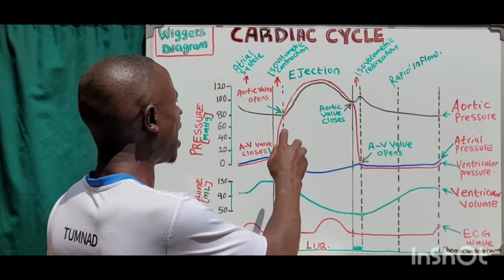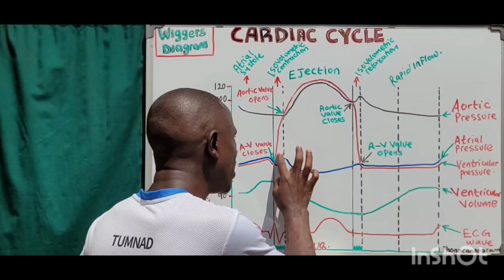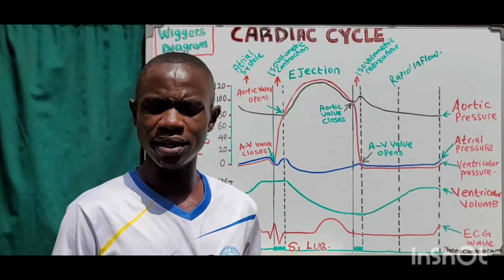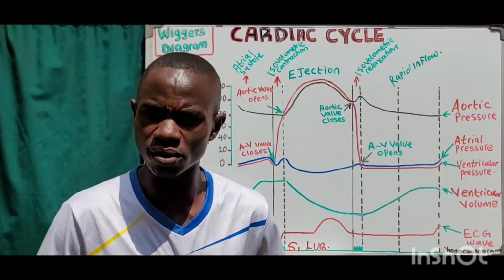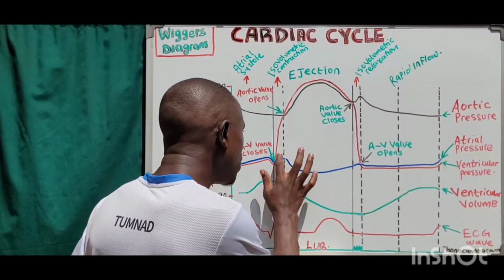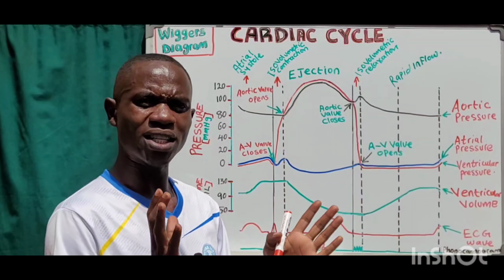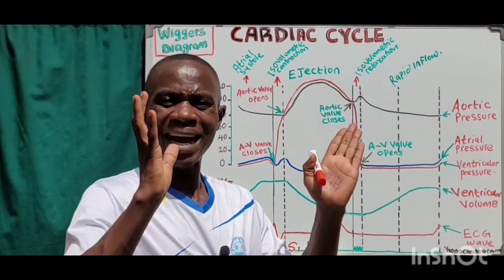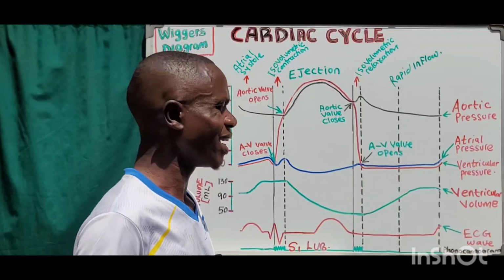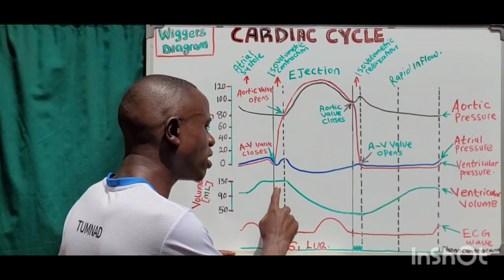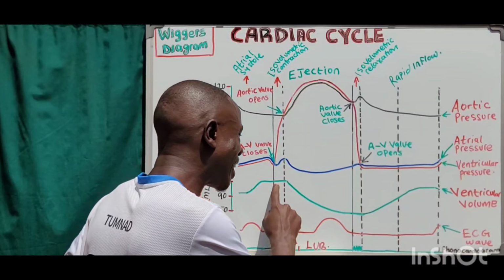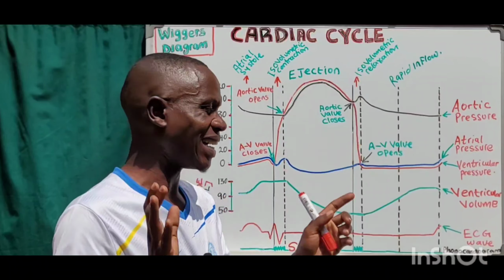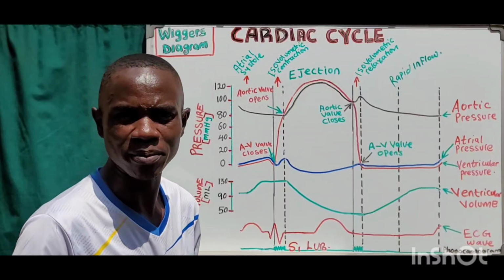It means that however much the pressure rises during this time, the aortic valves are still closed. Meaning that in this period the ventricles are contracting within a closed chamber. Nothing is leaving the ventricles and nothing is coming into the ventricles. That's why on the ventricular volume you see that it stays the same.